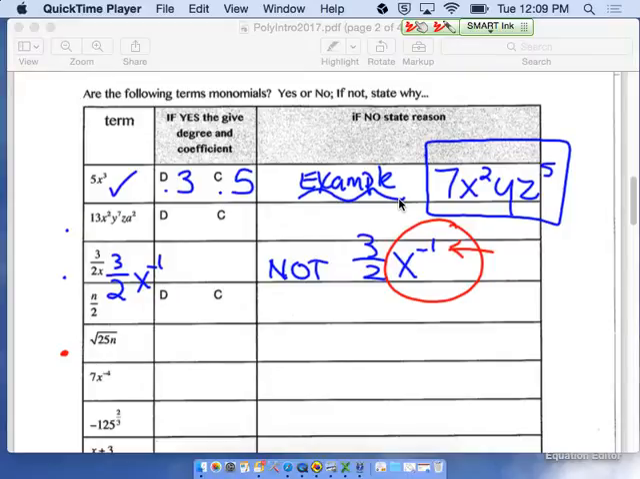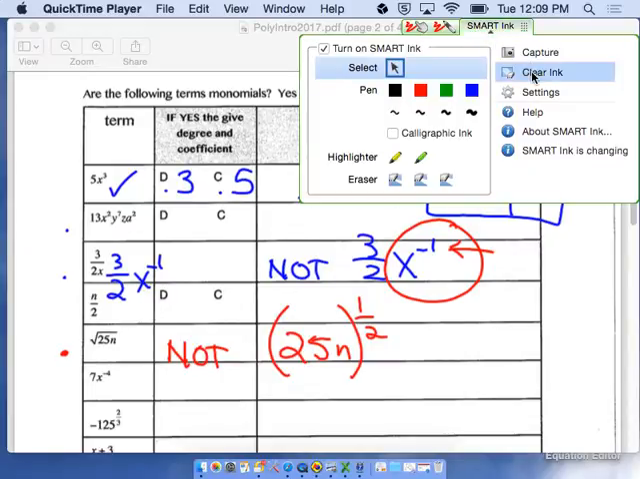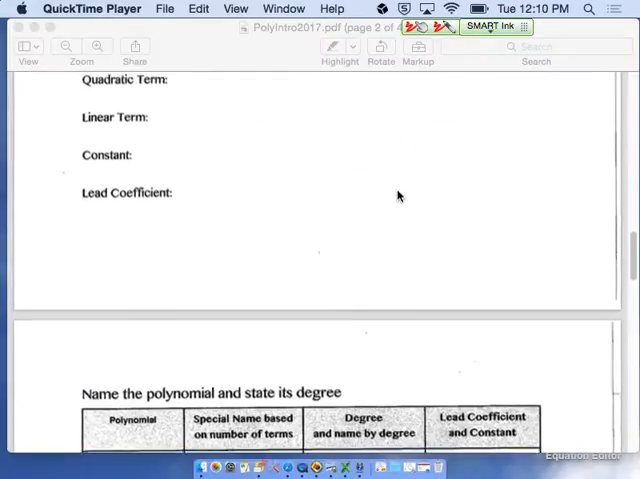Looking at radical 25n, this is not a monomial. This is actually 25n raised to the power of 1/2. 1/2 is not a positive integer, so that fails the monomial test. And I will let you look at the rest of this chart using that basic information and figure these out. We'll go over this in class. Let me keep going and see what I have here.